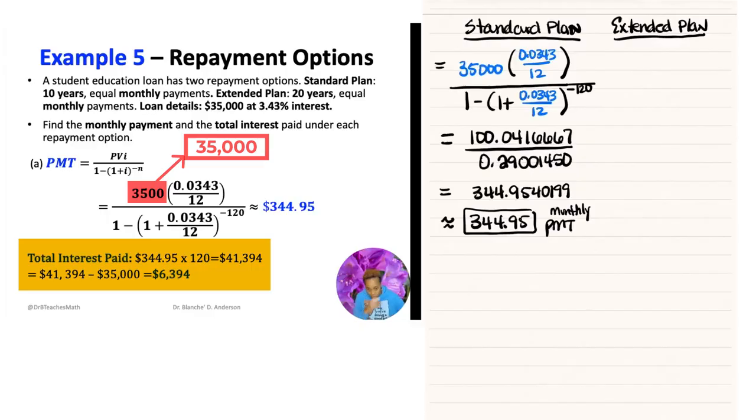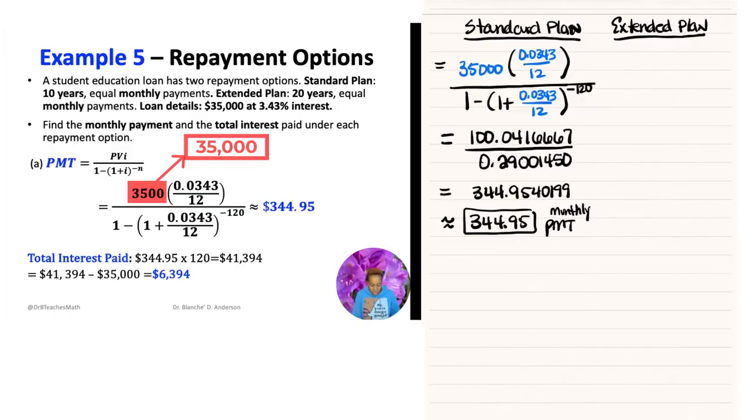And then to find the total interest paid, take your $344.95 times 120 payments, because the payment is always going to be the same, and there's 120 payments. You end up with 41,394. We'll take 41,394 minus what you started with, 35,000, and that's how much interest has been paid. Does that make sense? Because whatever of this 41,000 that doesn't go to the principal, it goes to the interest. Okay, so that's how you find out how much interest you've paid.